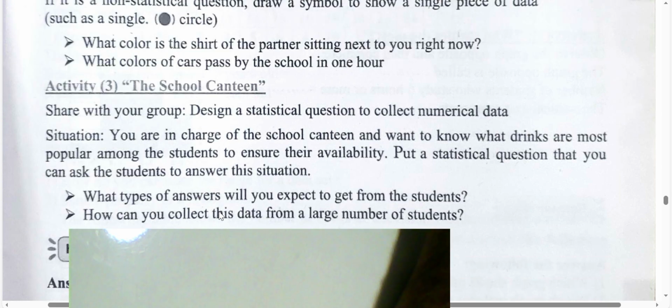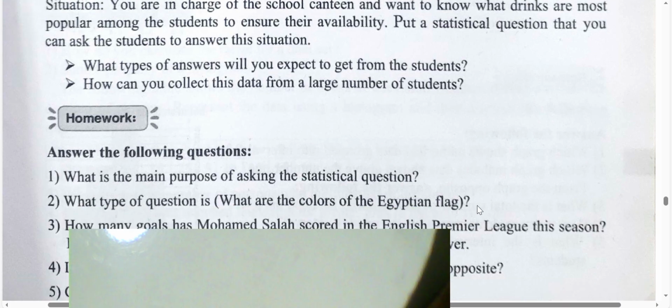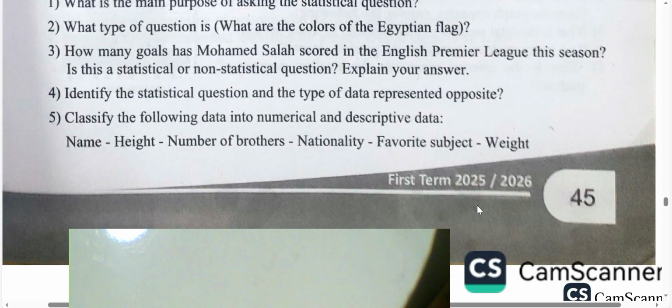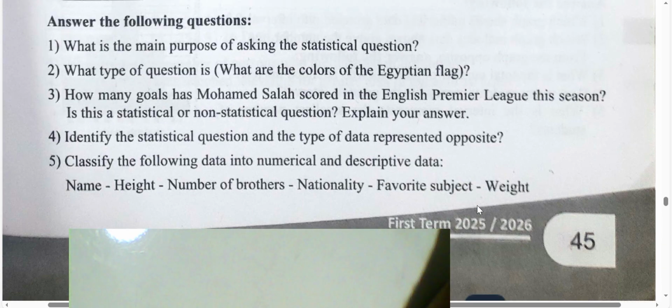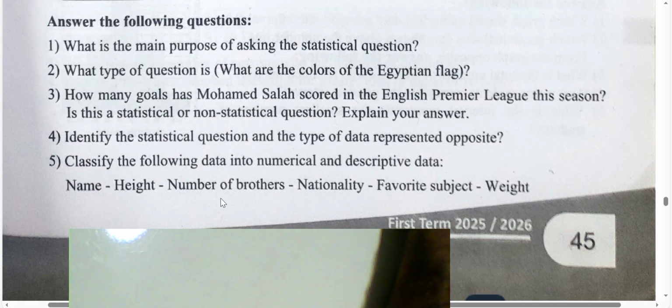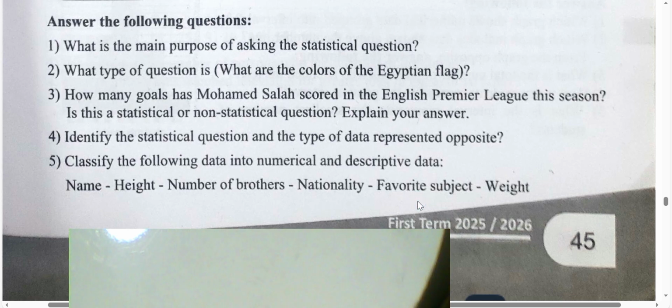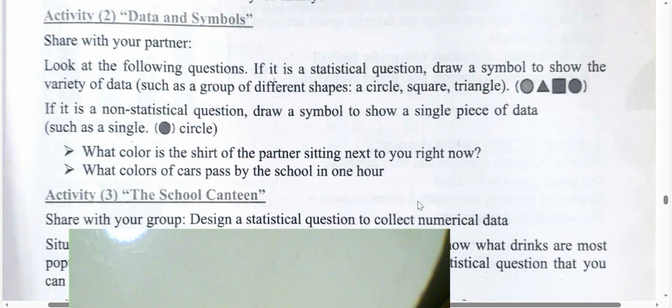What type of answers will you expect to get from students? We have information about this. Okay, let me give you another question like this. We have the types of data, numerical data and categorical data. We have numerical data like weight and height. We call it numerical data. Categorical data, we have words like name, nationality, favorite subject. We call it categorical data. Okay, the types of data.